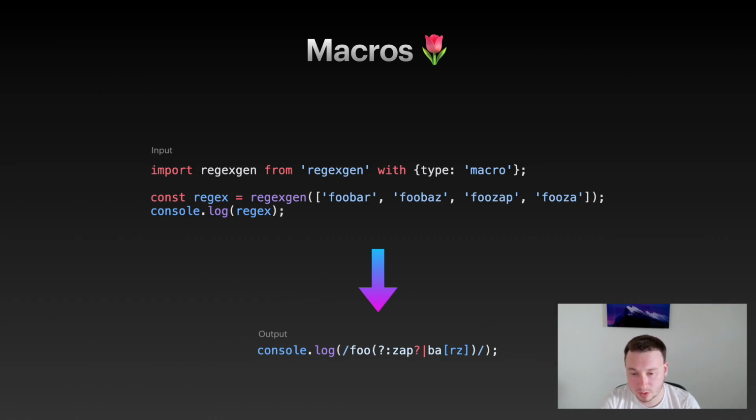This is made possible by import attributes, a new syntax feature in the JavaScript language that allows us to annotate import statements with custom metadata. In this case, the with type macro attribute tells Parcel that it should run the code at build time rather than being bundled into the output. This example uses the regexgen library to generate an optimized regular expression from a set of strings at build time. The output is just a generated regular expression, and the entire regexgen library is not bundled at all.